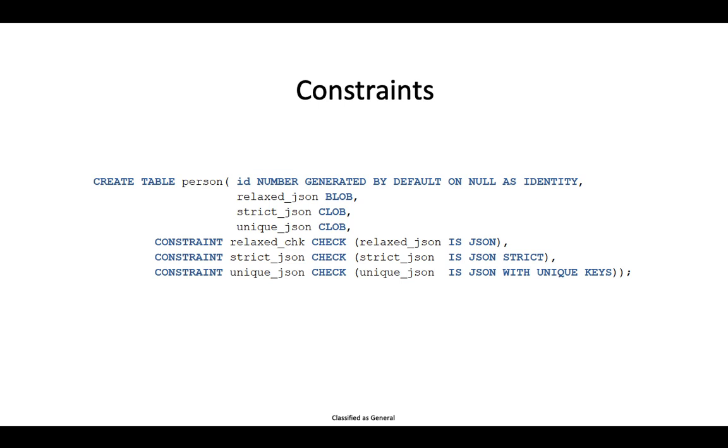Let's talk about the constraints you can specify to indicate JSON documents. In this example, I have three columns: relaxed JSON, strict JSON, and unique JSON, as CLOB or BLOB types. The IS JSON check constraint checks for a well-formed JSON. It is relaxed, so if you do not put double quotes around the key, it will still accept it. Strict, on the other hand, will not accept it and would require you to put double quotes around the key. Unique would make sure you do not have duplicate key names. It will become more clear as we go over some examples in the demo.